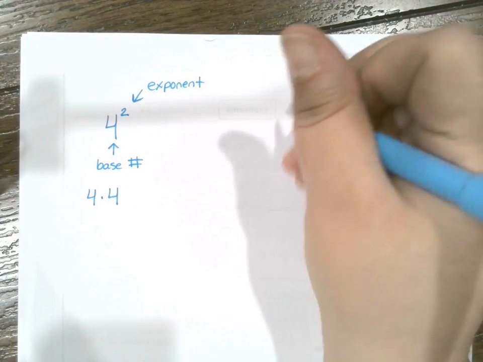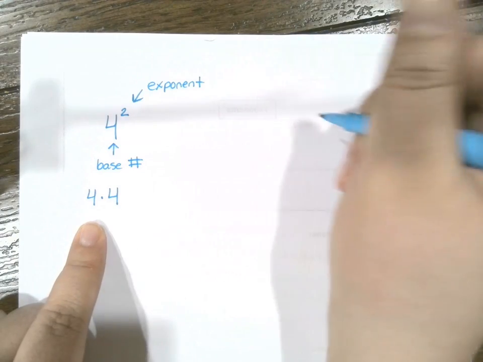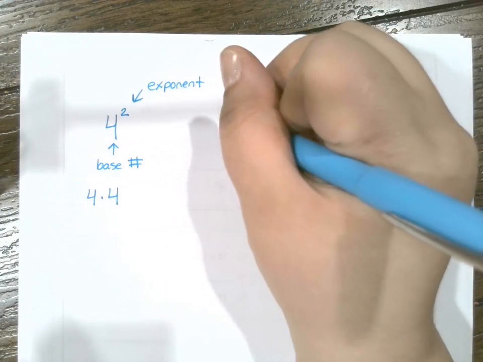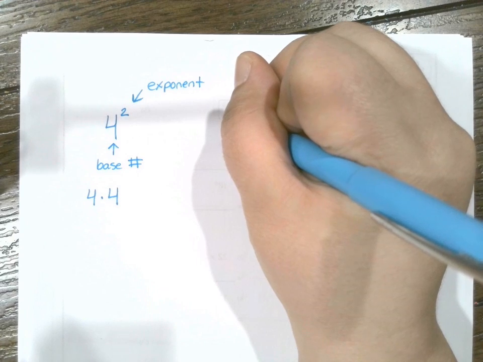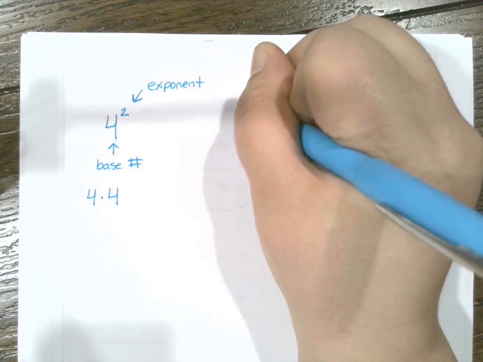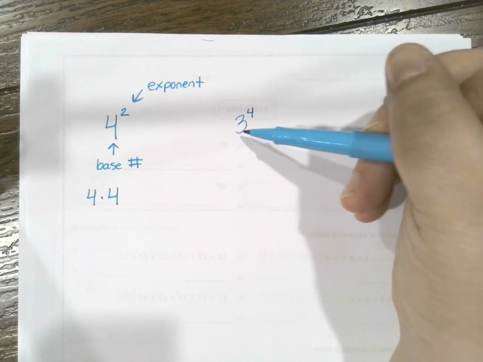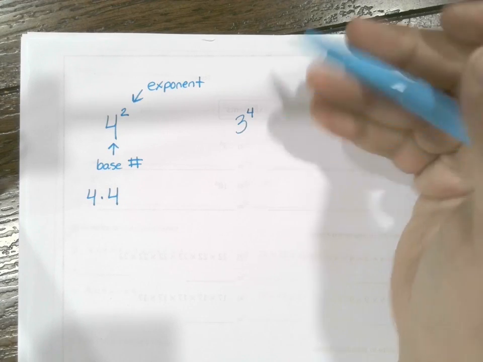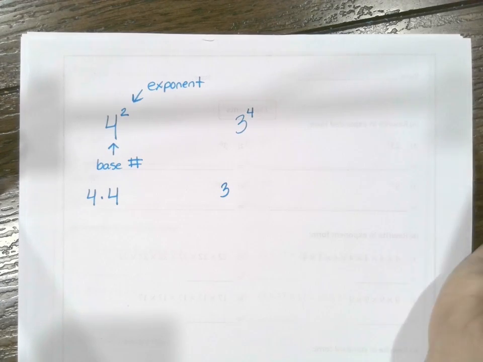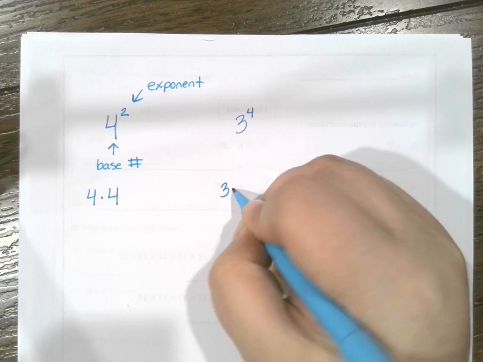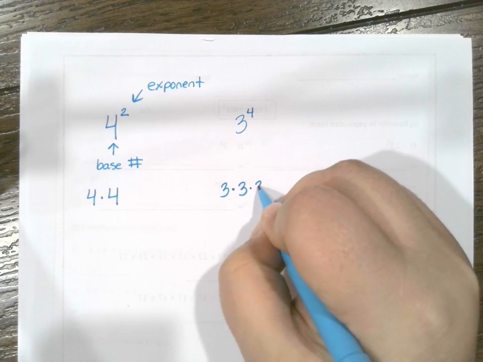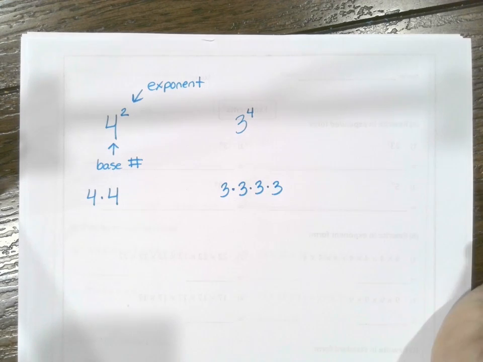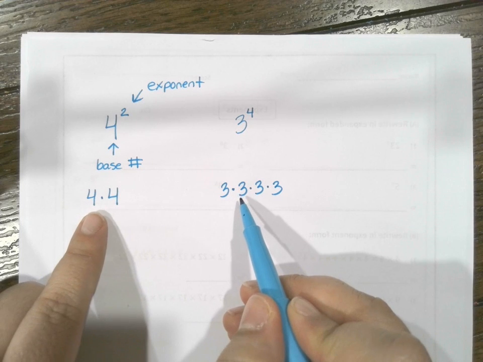Alright, let's look at one more example like that, and then I want to talk about how we read this. Let's say we had 3 and then we had a 4. So 3 is the base number, 4 is my exponent. The number being multiplied is the base, which is 3, and we need to multiply it 4 times. So there's 1, 2, 3, and 4.